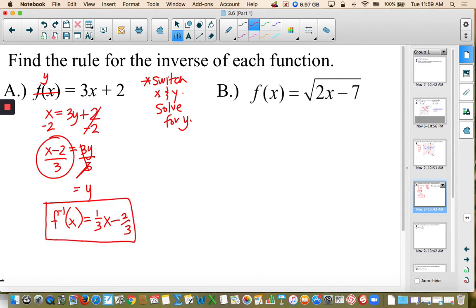Switch the x and the y and solve for y, and then write it as an inverse. If you feel like you can do it, why don't you go ahead and try pausing right here and try the second one on your own.